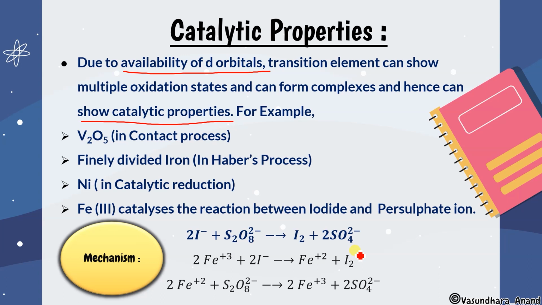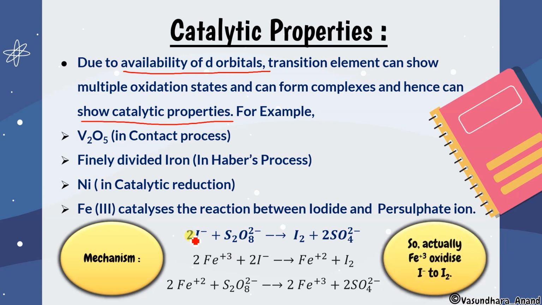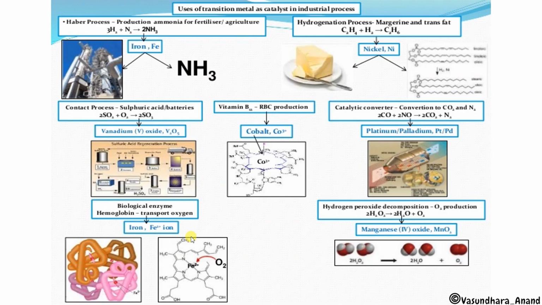Got it? So this is the reaction in which Fe worked as a catalyst. In the final product, if you see, Fe will not be there; Fe will be cancelled. So this is what catalytic property means, that it will not change itself, isn't it? So actually Fe3+ oxidizes I⁻ to iodine, and hence Fe works as a catalyst.